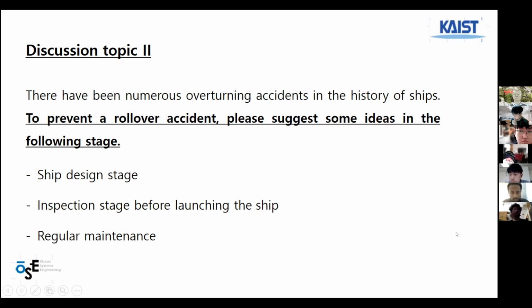Is it okay if I talk about a potential solution which is not exactly related to the three points here? Sorry, could you repeat again? Yeah, is it okay if I give an idea which is not related to the three points given in the slide? Sure, please feel free to tell us.